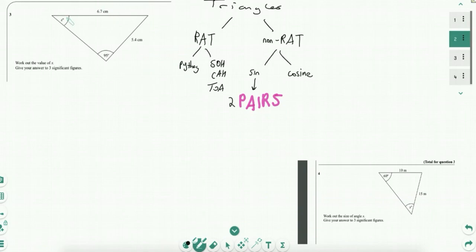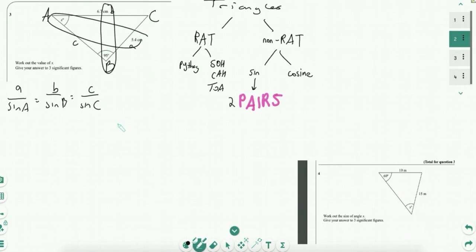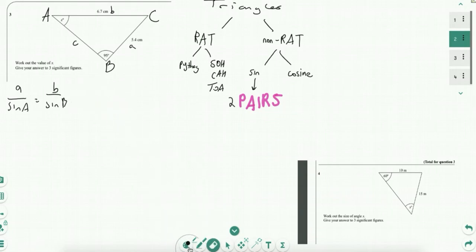So let's label it. So let's call this missing angle A. This can be side A. We'll call this angle B, side B, and then C and side C. Let's write down our sine rule. A over sine A equals B over sine B equals C over sine C. In this case, we know pair B, and we're looking for pair A, so we don't need to worry about C.